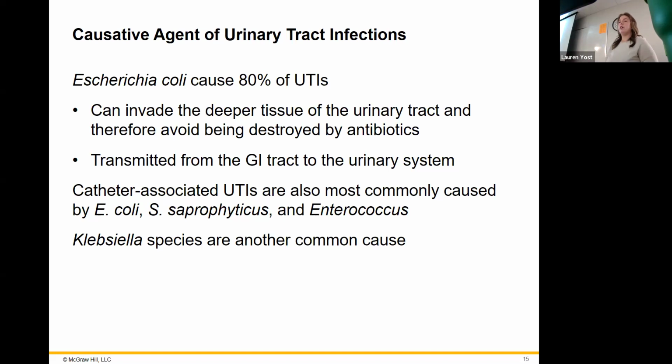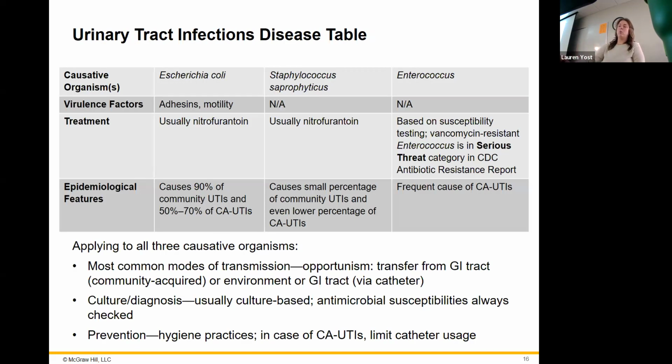But anyways, there are catheter-associated UTIs. Those are going to relate to E. coli, Streptococcus saprophyticus, and Enterococcus species, just from stuff all over the body, or Klebsiella pneumoniae species. So it just depends, but really, most of the time, we're dealing with E. coli.